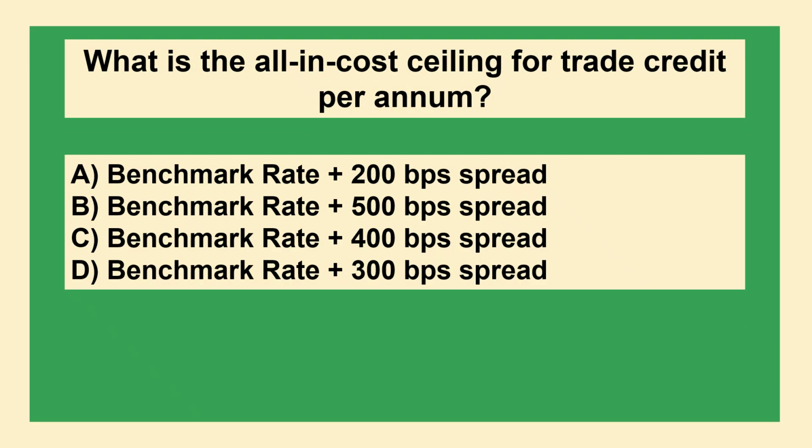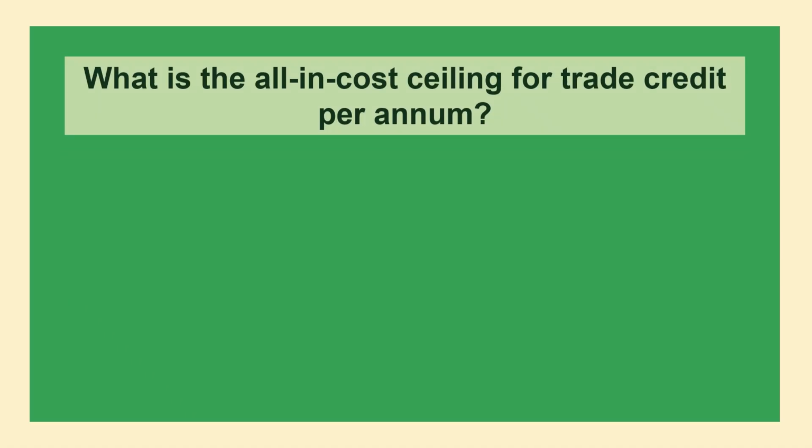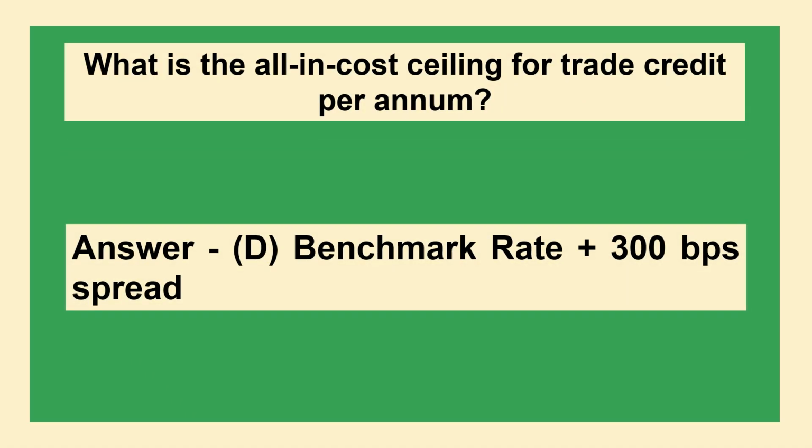What is the all-in cost ceiling for trade credit per annum? Option A, benchmark rate plus 200 bps spread. Option B, benchmark rate plus 500 bps spread. Option C, benchmark rate plus 400 bps spread. Option D, benchmark rate plus 300 bps spread. The answer is option D, benchmark rate plus 300 bps spread.